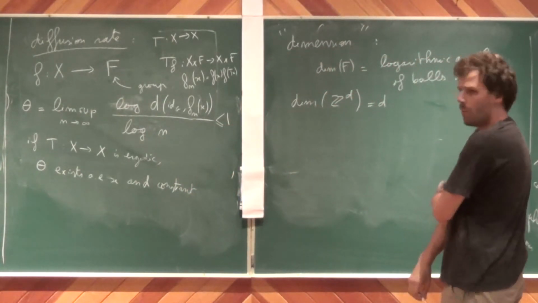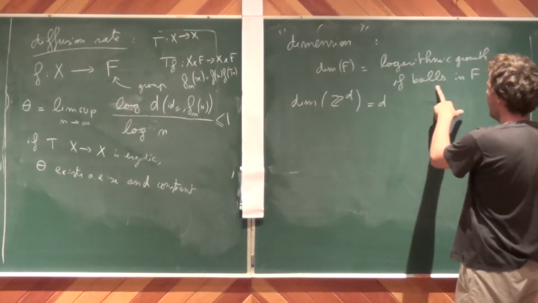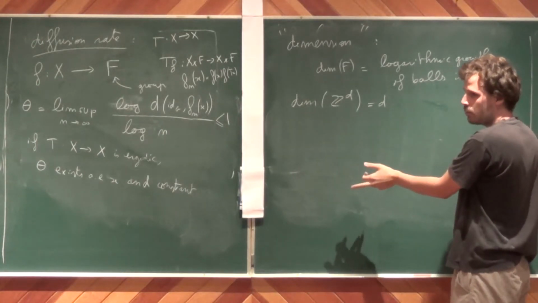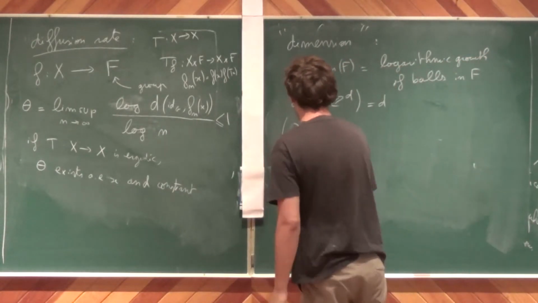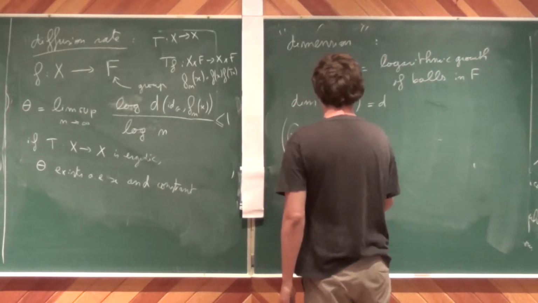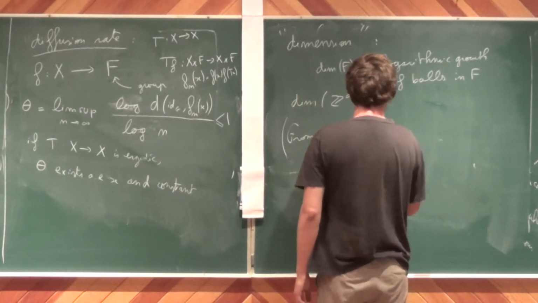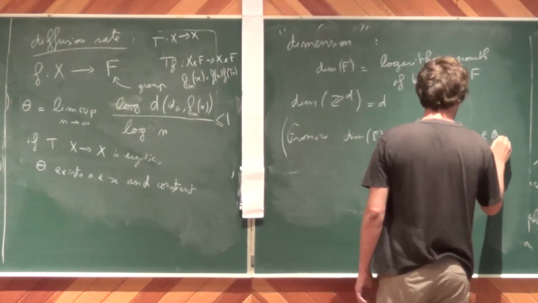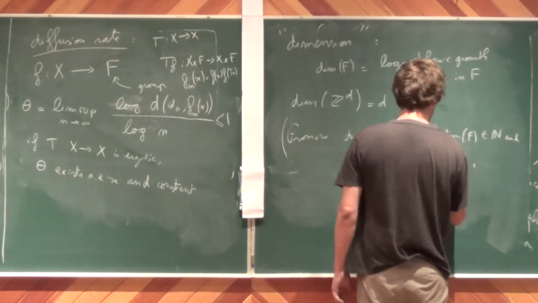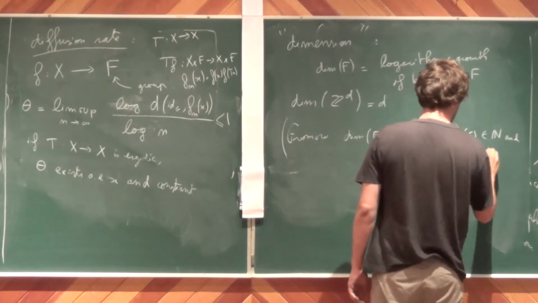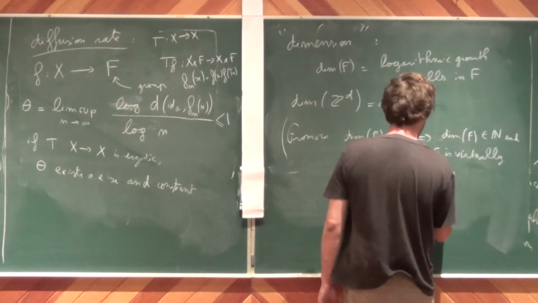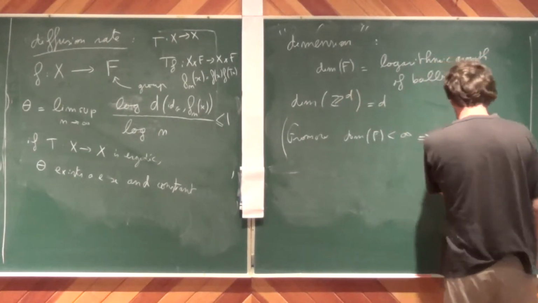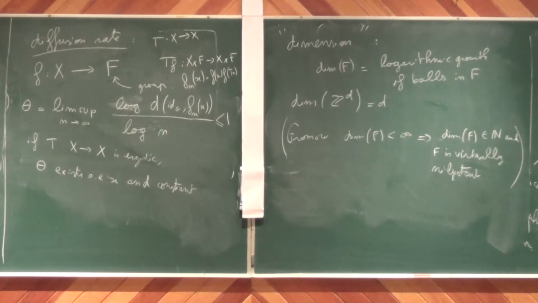Actually, there is a Gromov theorem which asserts that if your dimension, as I defined, is finite, then it is an integer, and your group is actually virtually nilpotent. So, Gromov: dim F finite implies dim F belongs to N, and F is virtually nilpotent. So your group is not ugly. You cannot have crazy groups in order to consider the dimension. So my theorem only applies to those virtually nilpotent groups.